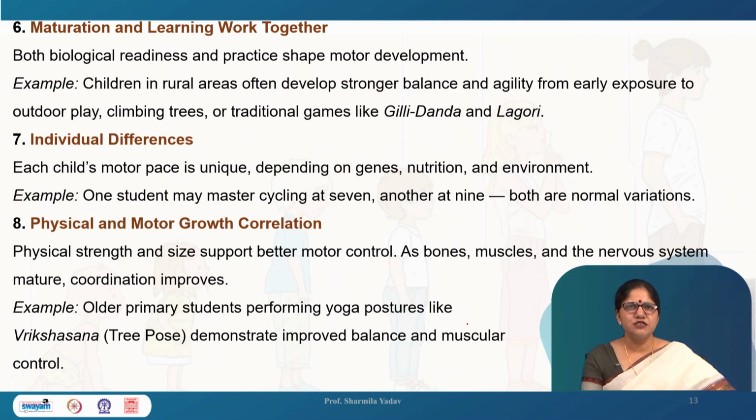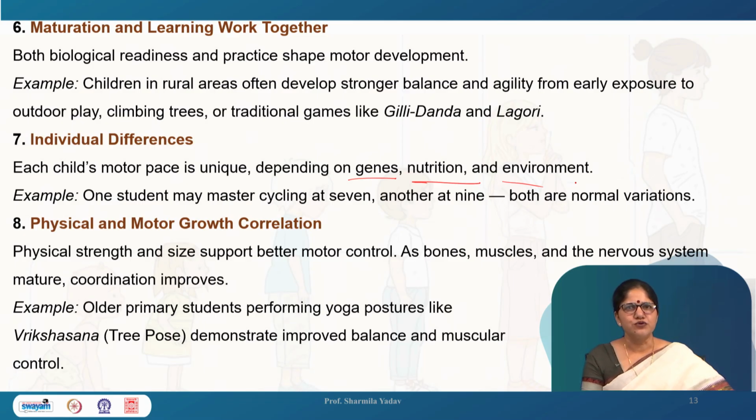The next principle is the principle of individual differences. Each child's motor pace is unique, depending on his or her genes, nutrition, and environment. For example, one student may master cycling at 7, another at 9. Both are normal variations, and it depends on the exposure the child gains during childhood.